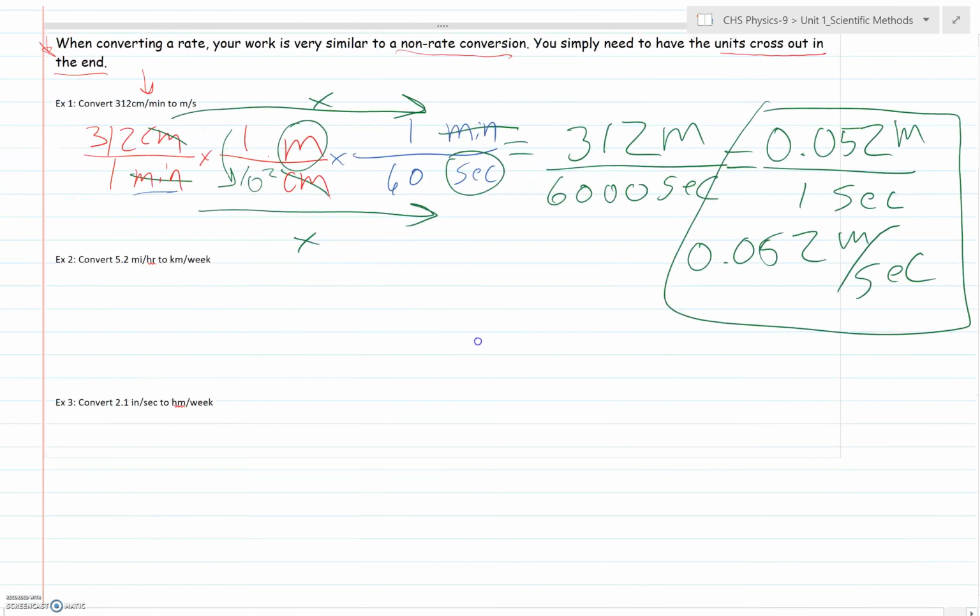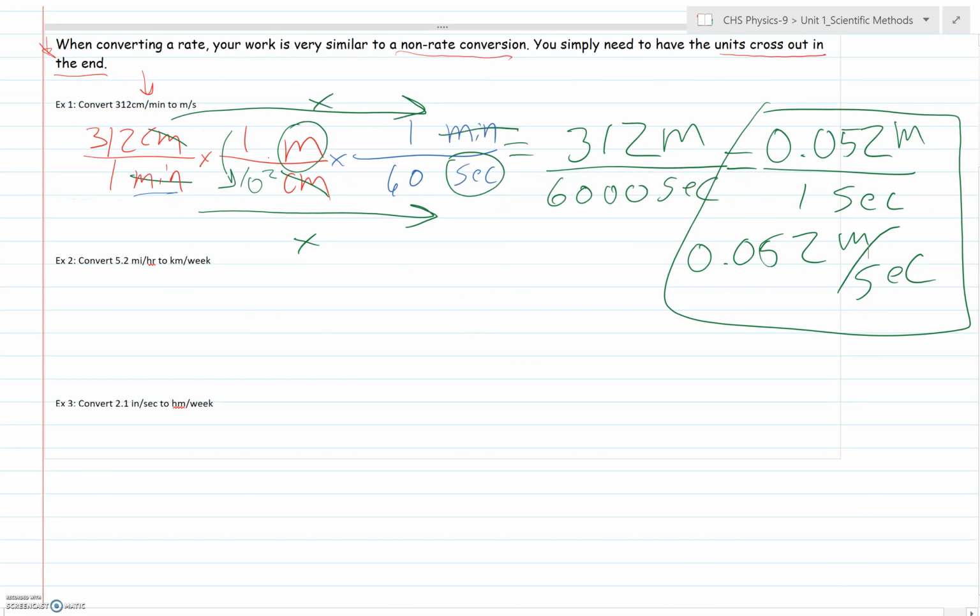Next one. I need to convert 5.2 miles per hour. So 5.2 miles for every 1 hour. Make sure you get the MI because just M by itself would be meters. I want to convert to kilometers for every 1 week.